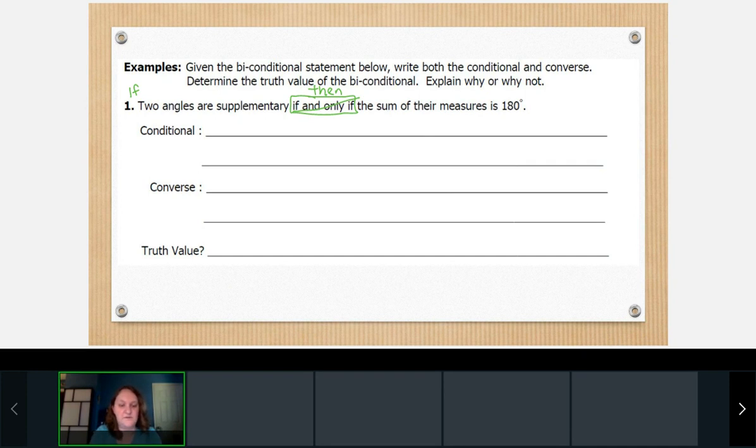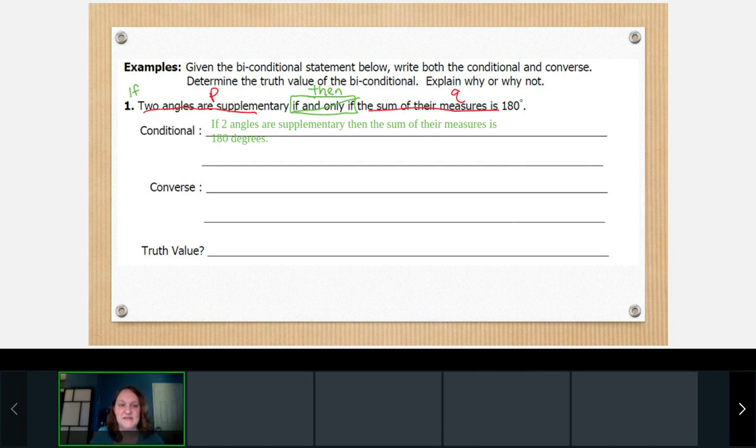All right, so we're going to say if two angles are supplementary, then the sum of their measures is 180 degrees. I can't do a degree symbol, so you're going to see me write out the word degrees. If you're writing this by hand, you can definitely just put the degree symbol. All right, so what we've done is we've said that two angles are supplementary, that's the P. The sum of their measures is 180, that's the Q.